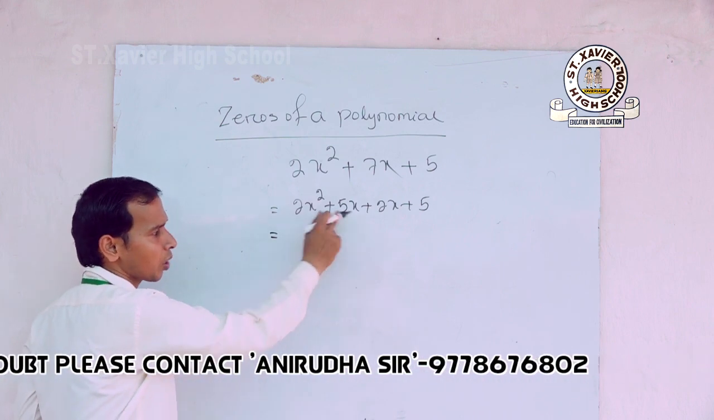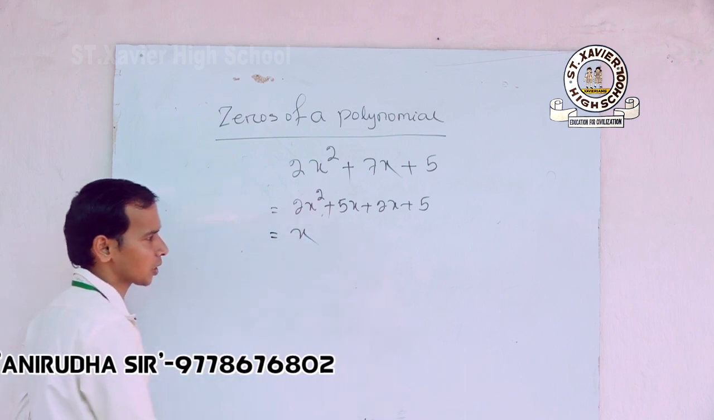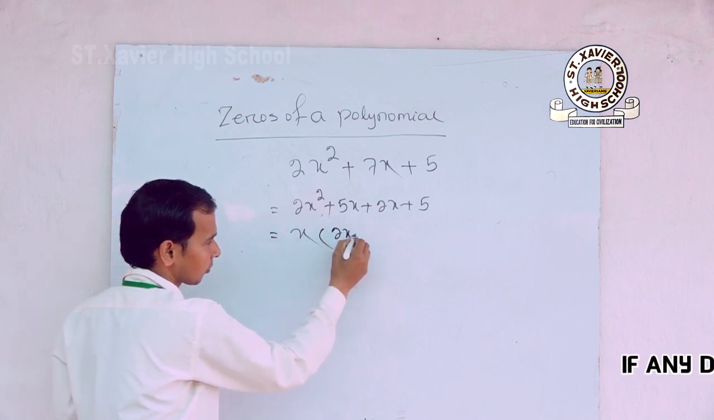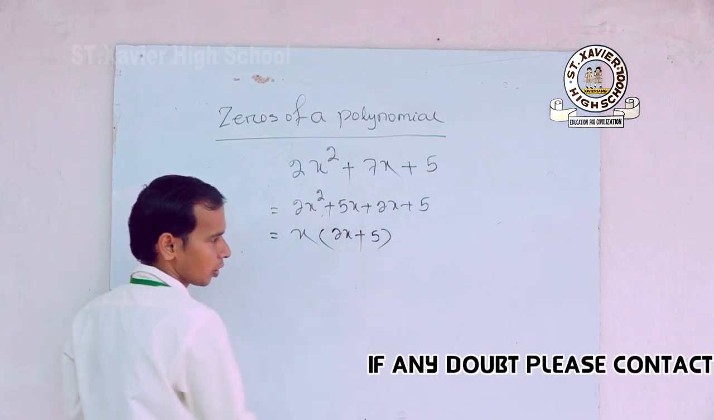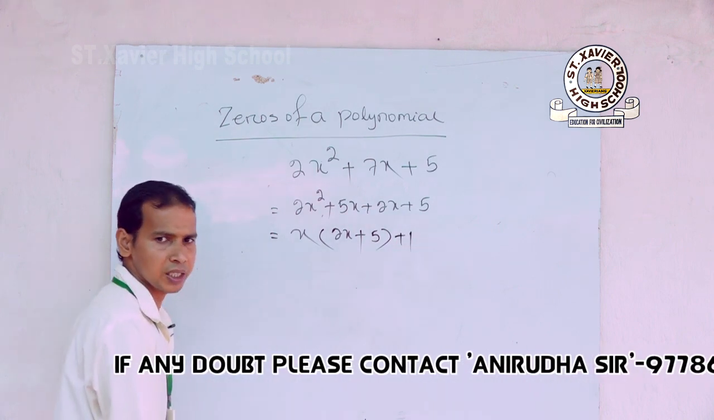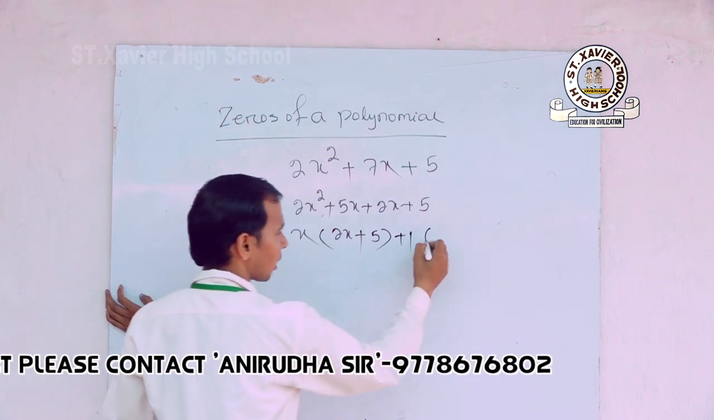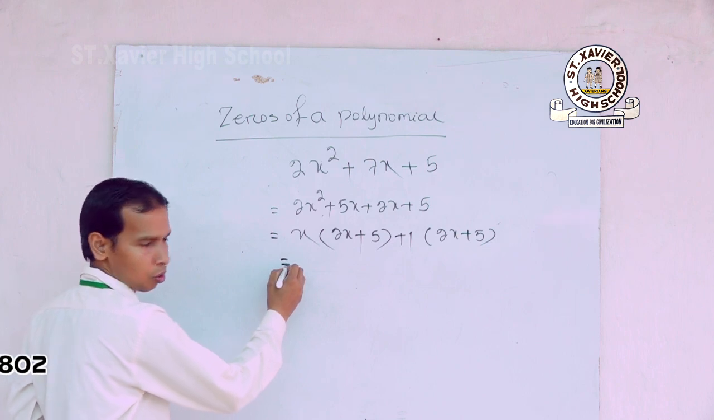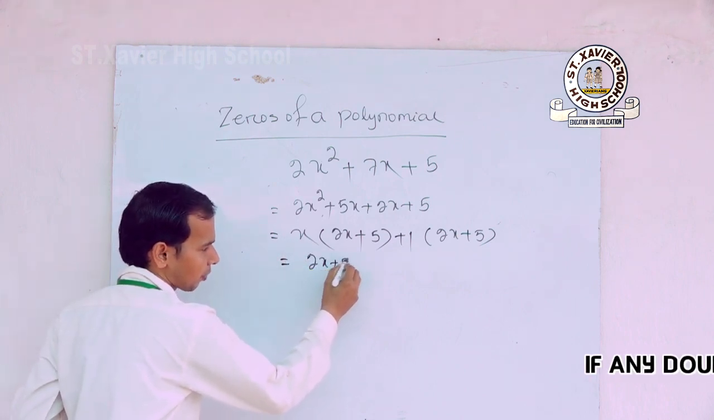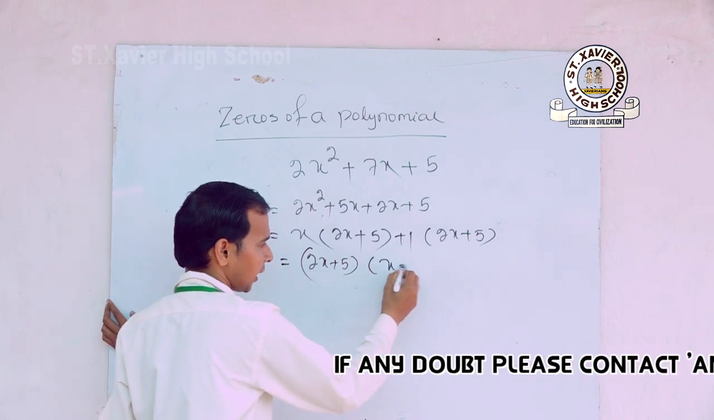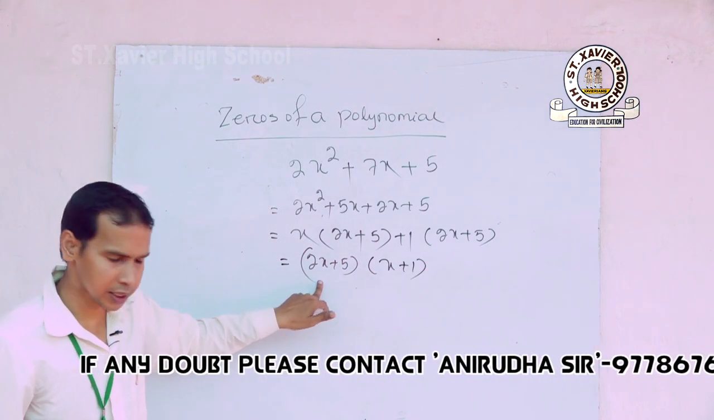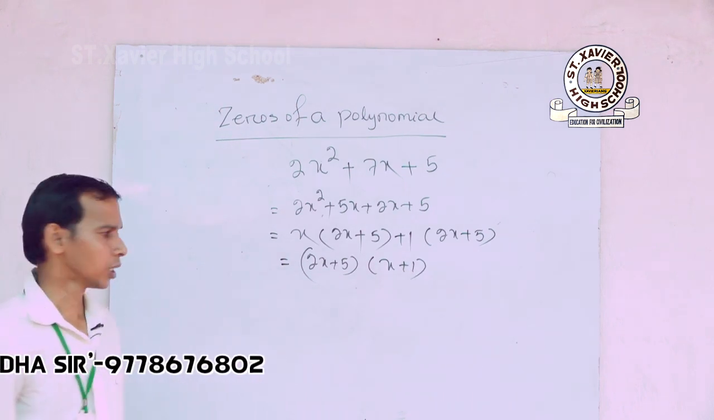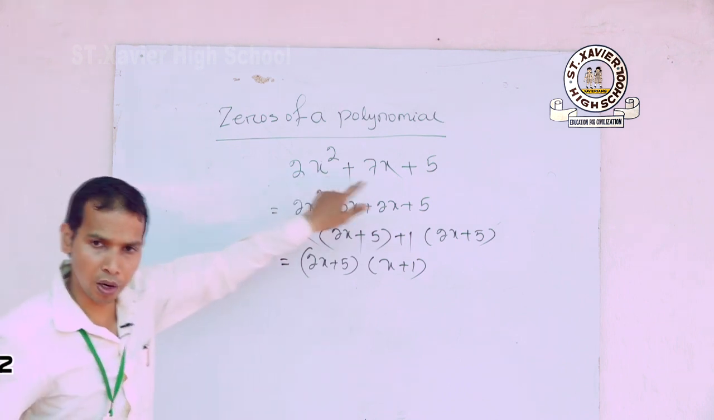Now 2x square plus 5x. In these two terms, first we take x common. After taking x common, you get 2x plus 5. In the last two terms, there is no common factor, so we take 1 common. After taking 1 common, you get 2x plus 5. Now 2x plus 5 is common in both, so you get x plus 1 times 2x plus 5. Confirm this.